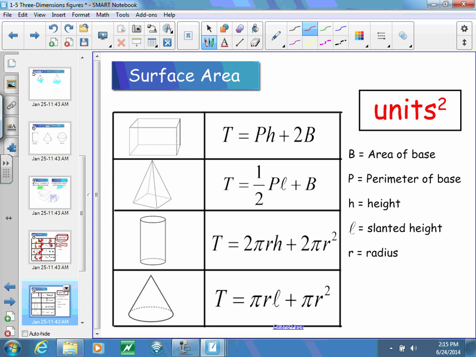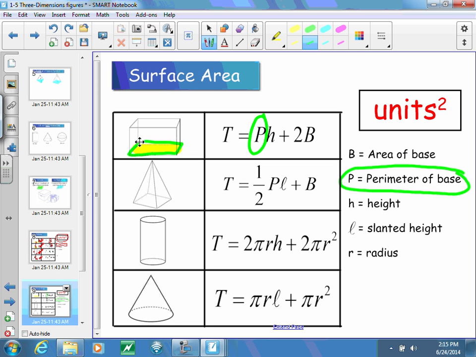Surface area, units squared. Here, we're still going to use capital B, which is the area of the base, but we're going to add in a few new things. So if I look at a prism, which right here is a rectangular prism, I need to do two things. First thing, I'm taking capital P. Capital P is the perimeter of the base. That means I need to calculate the perimeter of this rectangle.